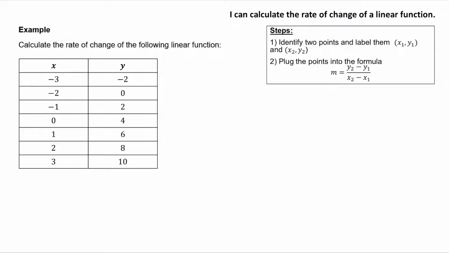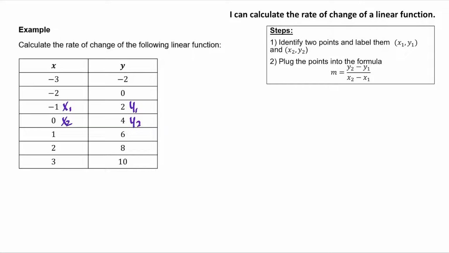So let's look at another example. Let's calculate the rate of change of this linear function. Remember, I can pick any 2 points that I want as long as I label them correctly. So let's pick these 2 points. I'm going to label -1 as x1. That means 2 is going to be y1. If I label 0 as x2, that means 4 will be y2.